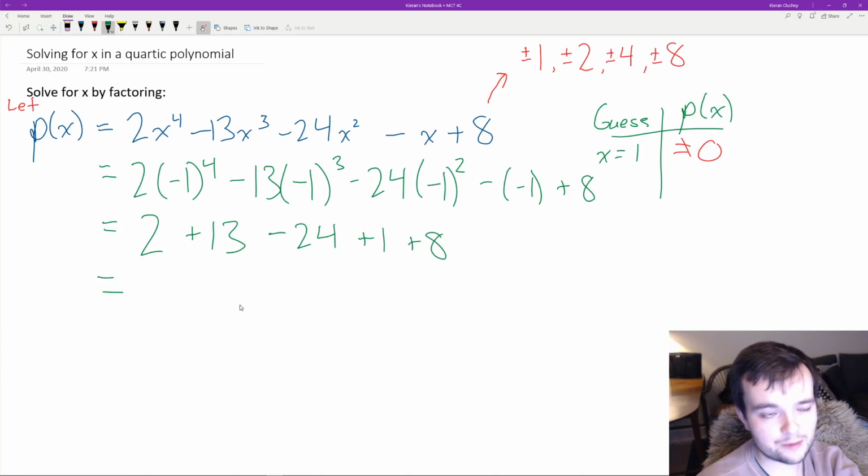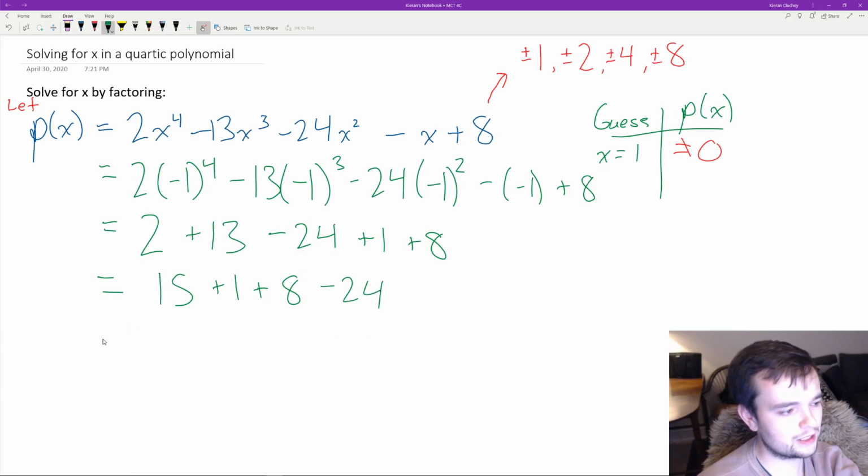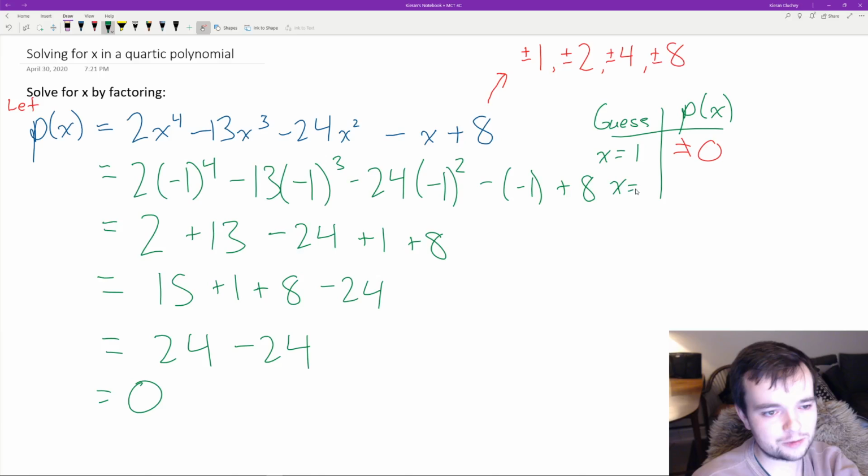And I'm just going to add my positives together. So I see here I have 15, right? Then I have plus 1, plus 8, minus 24, okay? And then 15 plus 1, that's 16. 16 plus 8, this is looking good because 16 plus 8 is 24, and we get 24 minus 24, okay? And that is 0. So in other words, my guess x equals negative 1, that is a good guess, okay?